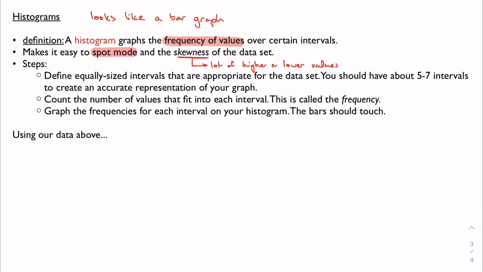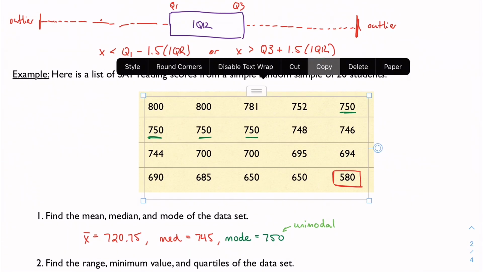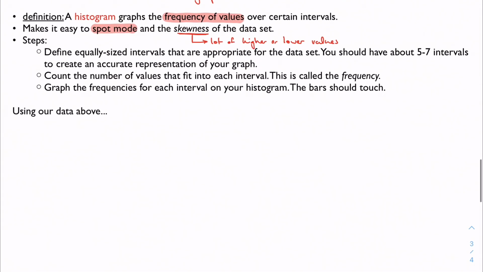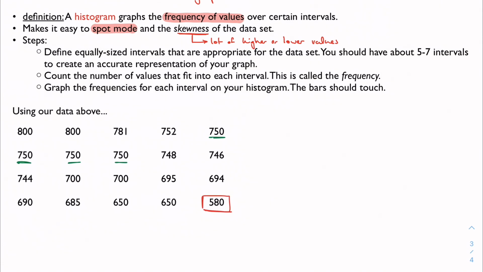So we're actually going to follow these steps as we work with our data. We want to define equally sized intervals that are appropriate for the data set. We should have about 5 to 7. So if we go back up to our data set here, maybe I can copy and paste it so I don't have to keep doing this. Cool. So here's our data. We need 5 to 7 intervals, so counting by hundreds is not going to be enough. Maybe we can count by 50s. So we want an interval, and we want its frequency.